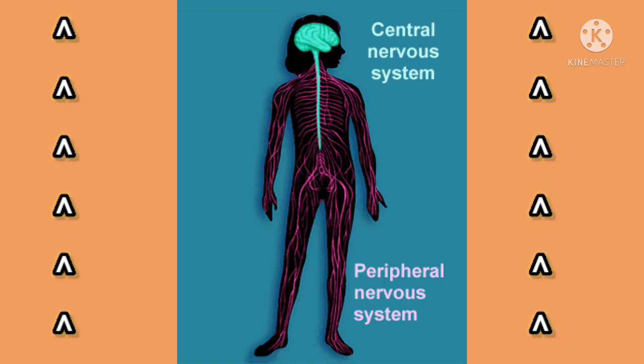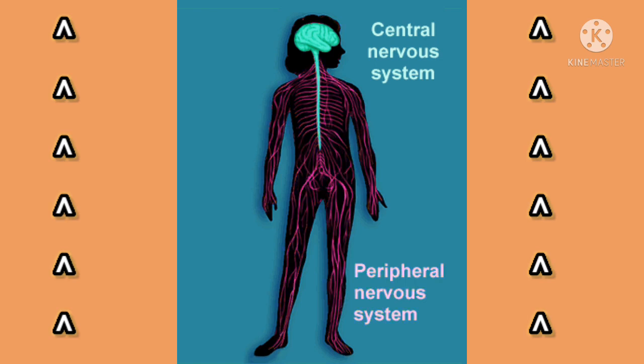Cranial nerves arise from the brain and spinal nerves arise from the spinal cord. Clear? The cranial nerves are 12 pairs. That is the optic nerve, which innervates the eye. So it is a sensory organ.